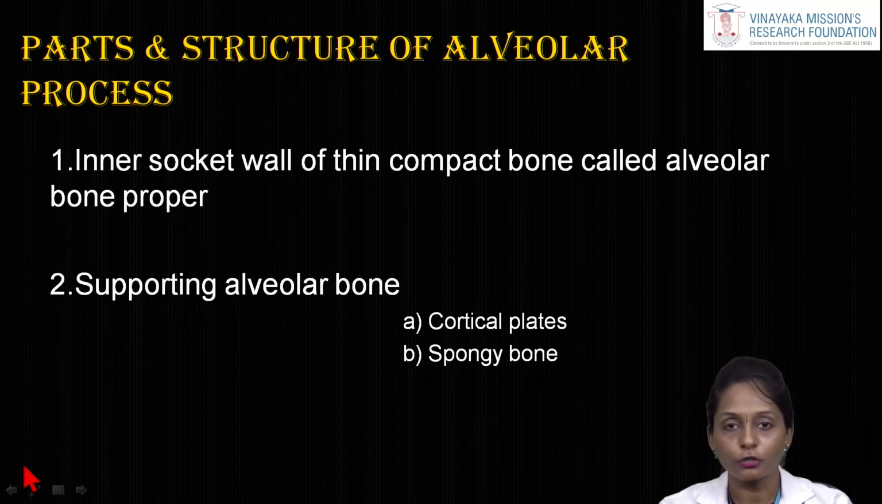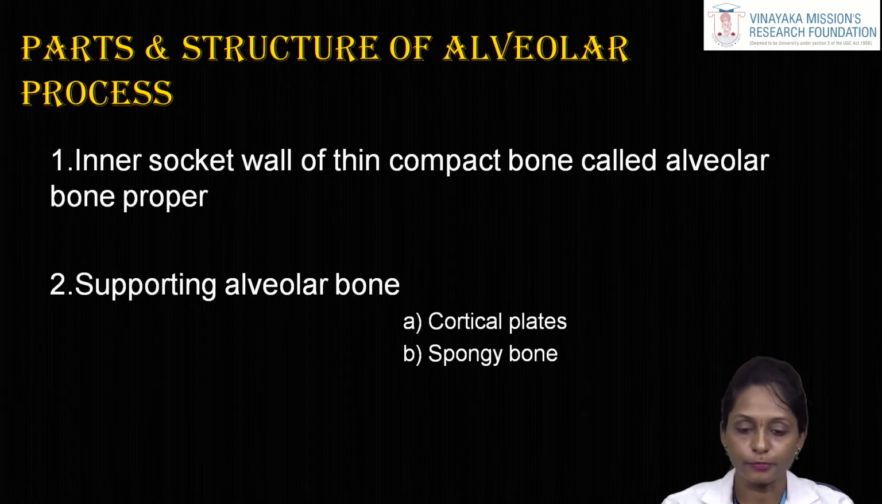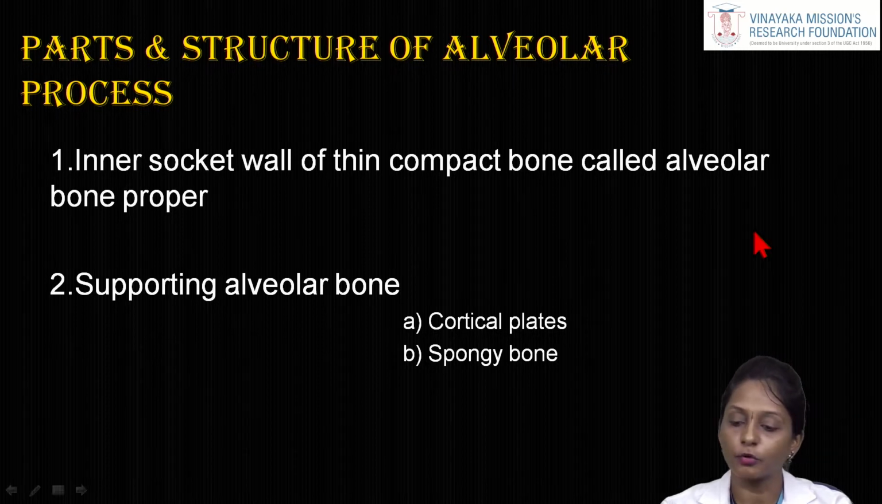So next, moving on to the parts and structure of the alveolar process. It has been divided into two parts, that is, the alveolar bone proper and the supporting alveolar bone.